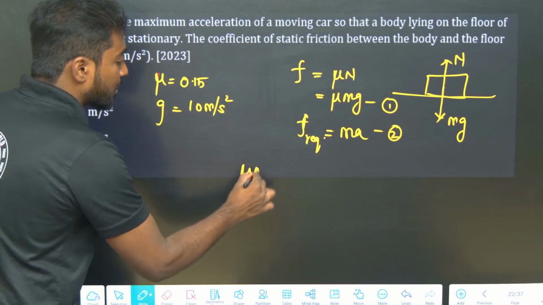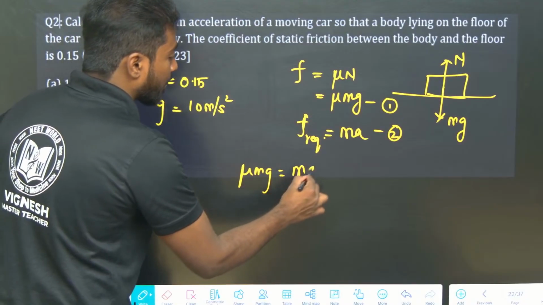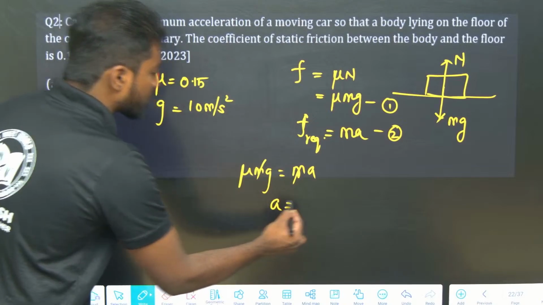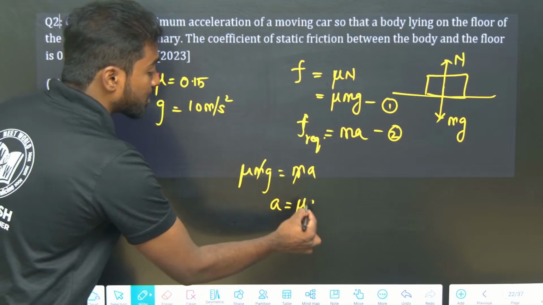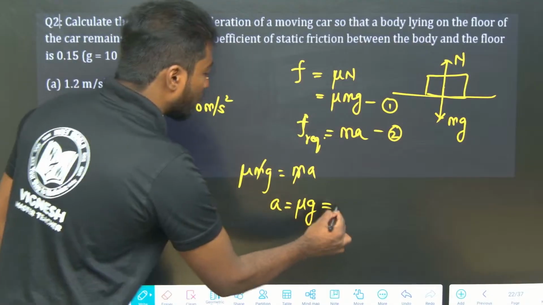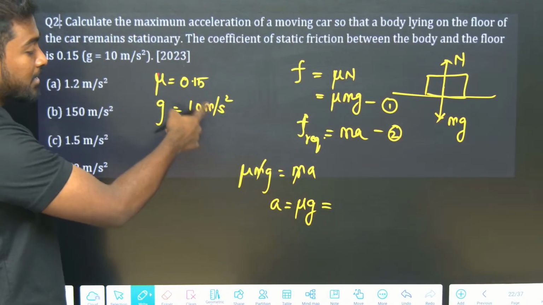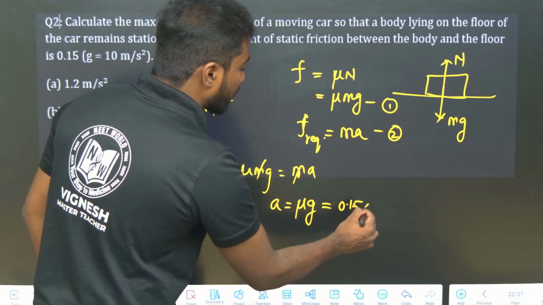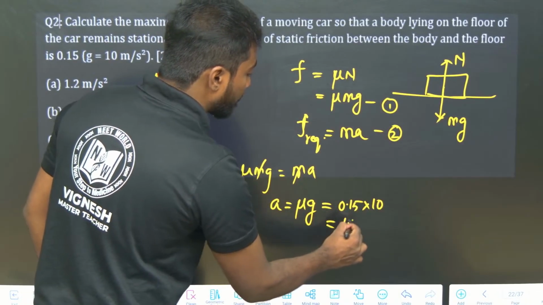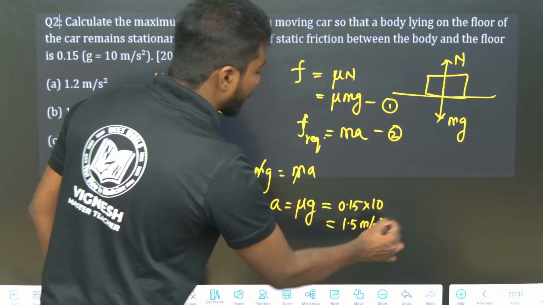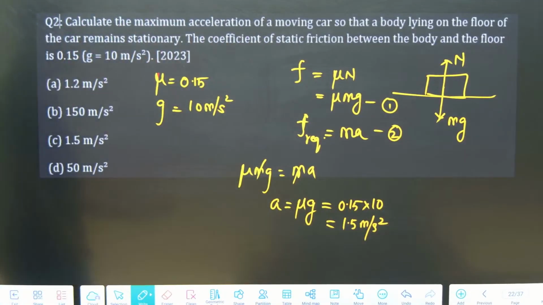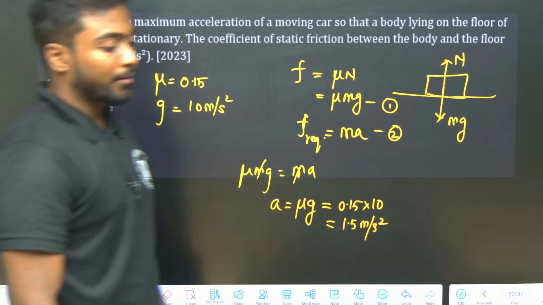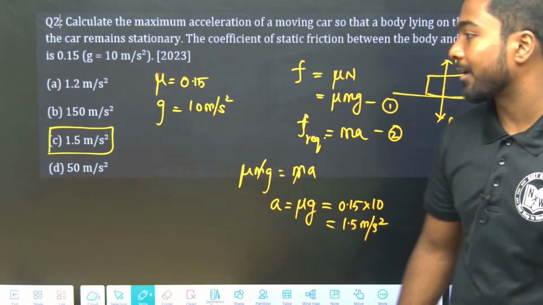Mu mg is equal to ma, where m and m will get cancelled out. A will be equal to mu g, where mu is equal to 0.15 and g is 10 meter per second square. So 0.15 into 10, which is nothing but 1.5 meter per second square. This is the acceleration, guys, that's it. So what is the answer? Yes, option C is the correct answer, 1.5 meter per second square.